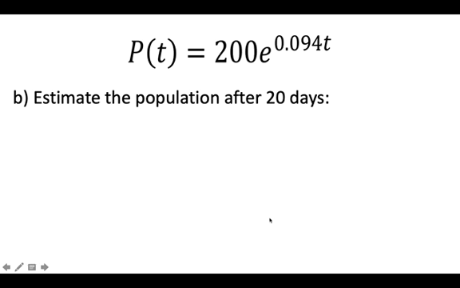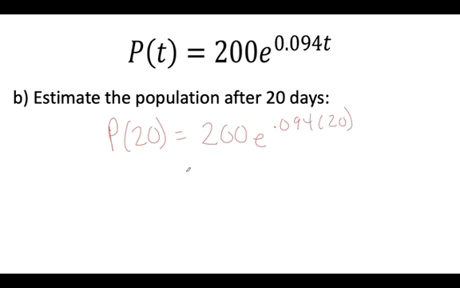B, you want to estimate the population after 20 days. So for this, that means find the value of the population when t is 20. So P at 20 is equal to our initial value, 200e to the 0.094 times 20. Now you should try this on your calculator. Take a second, you can pause the video, see if you have an e button, or if you don't, you can use 2.718 as our value. When you plug that all in, you should get 1,310, somewhere around there.